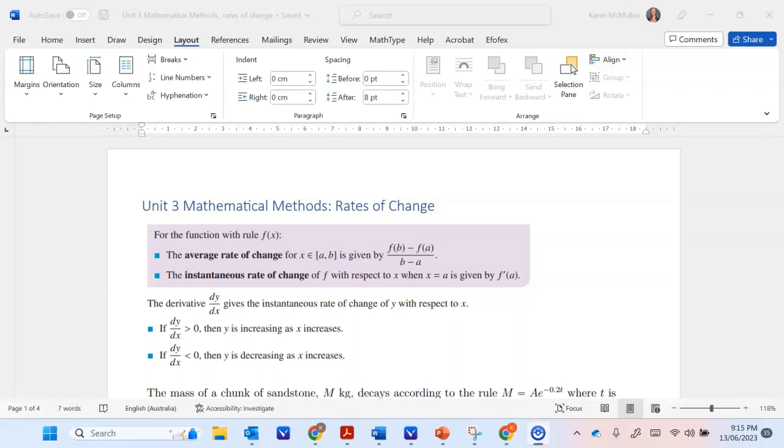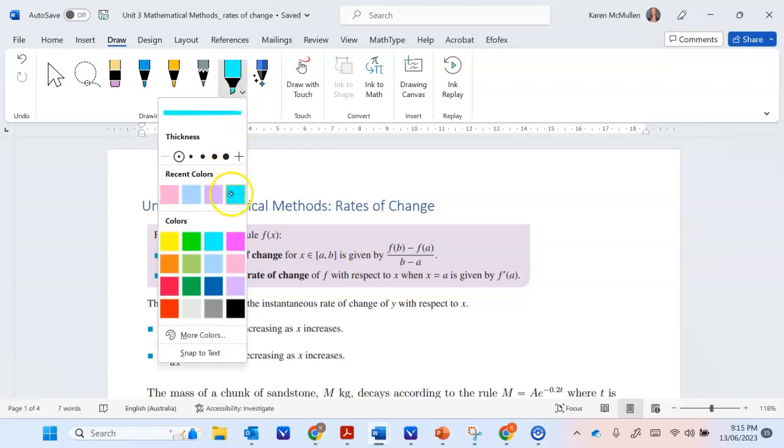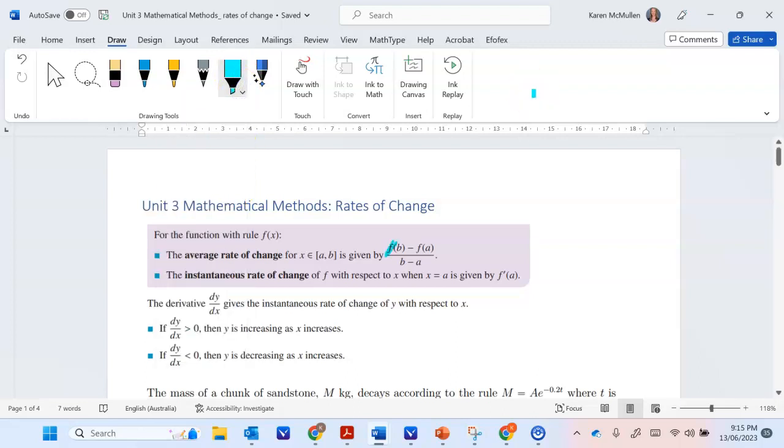Hi everyone, in this video we're going to look at rates of change. So basically, all rates of change is the gradient function. If we're talking about a linear graph, and you can probably see if you've already looked at that purple box, what we've got here is our gradient formula.